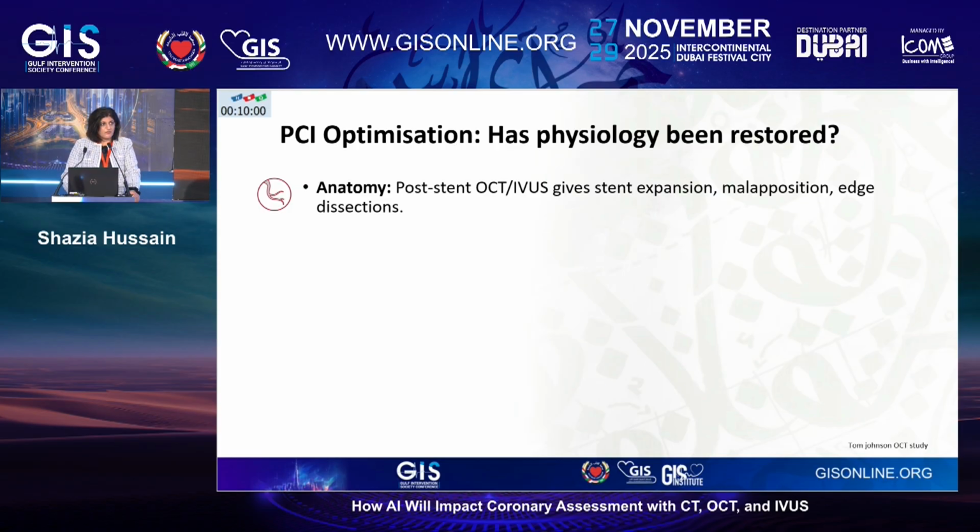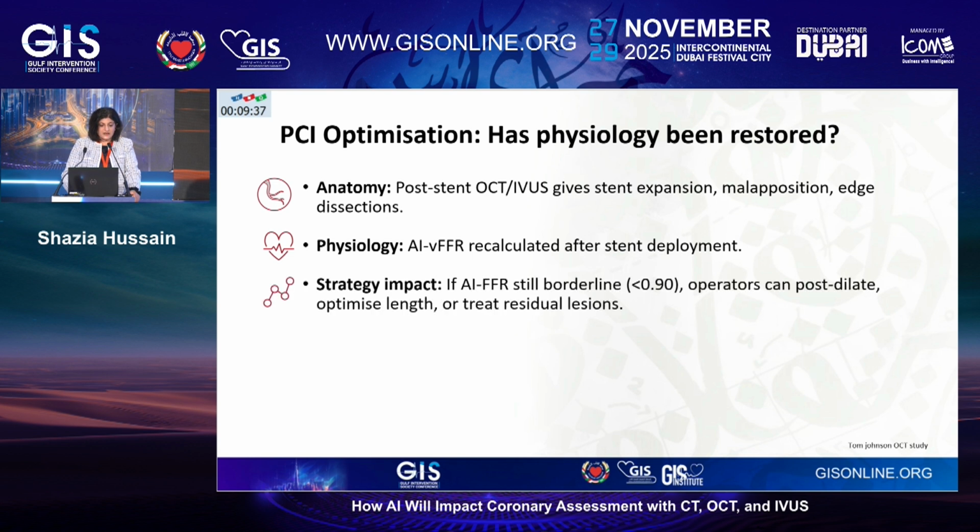So actually, we all know it's a good thing, but people don't use it. But if you could press a button and the machine could tell you what the FFR is, then we're likely to use it and optimize the results. And again, that can be used from your post-PCI anatomical imaging to give FFR data. And the impact of that is if you've got a borderline FFR, then you're more likely to go back to improve it.